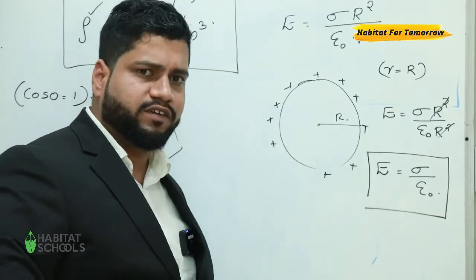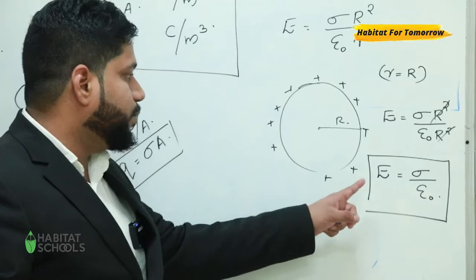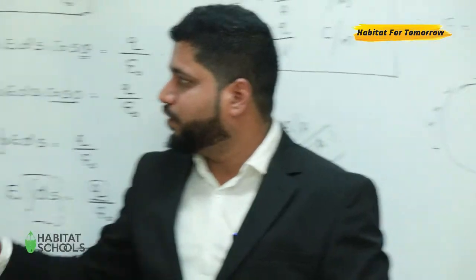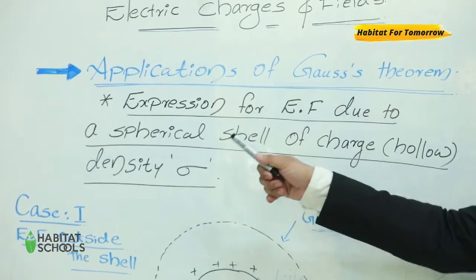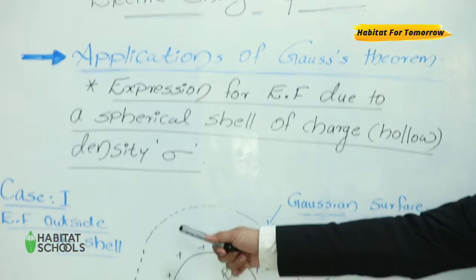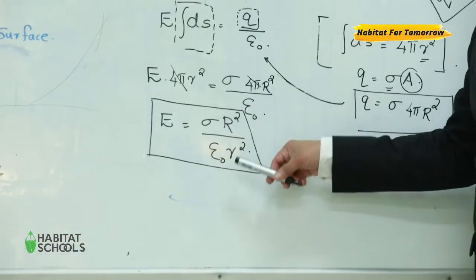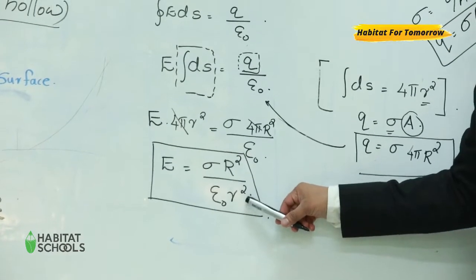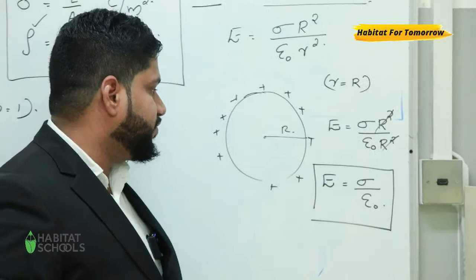Okay, what's the value of epsilon 0? 8.854 into 10 raised to minus 12. So this is one mathematical expression, that is one of the applications of Gauss's law: expression for electric field due to a spherical shell of charge density sigma. So outside the shell we got E is equal to sigma R square divided by epsilon 0 r square. On the surface, E is equal to sigma by epsilon 0.